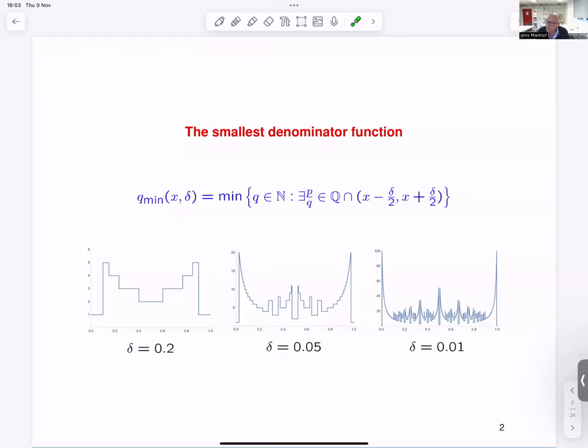So what I've plotted here is just a few examples of interval sizes, where we have on the x-axis the center point x, and you see how it moves through. As the length of the interval becomes smaller and smaller, you see a more and more complicated function emerge. And of course, maybe it's not a surprise to you, it very much depends on where the interval is. Circle method people will recognize pictures like that. So that's the question. What is this function, the smallest denominator function?